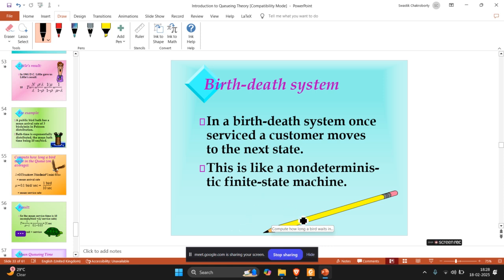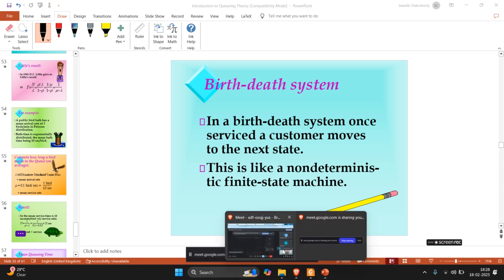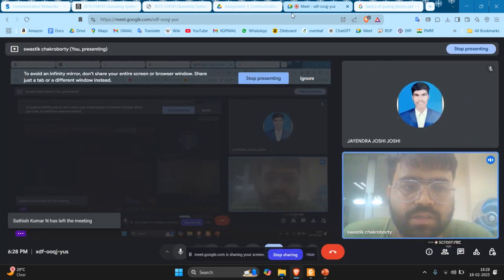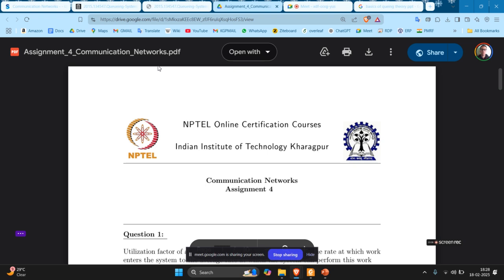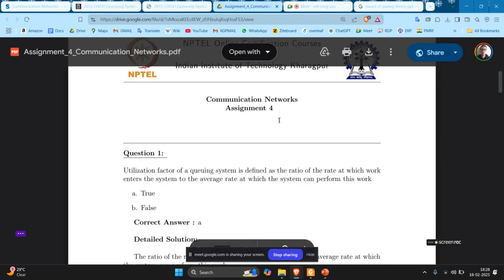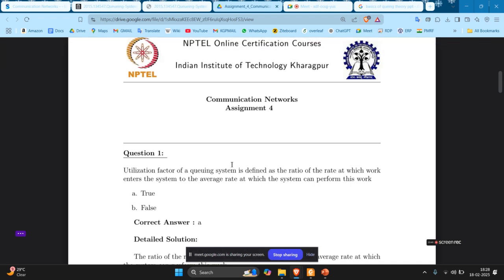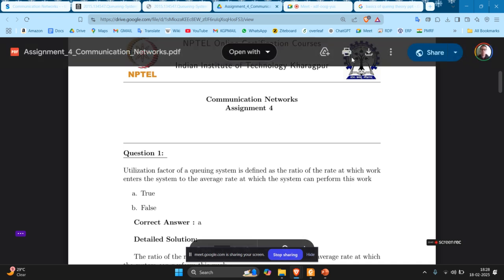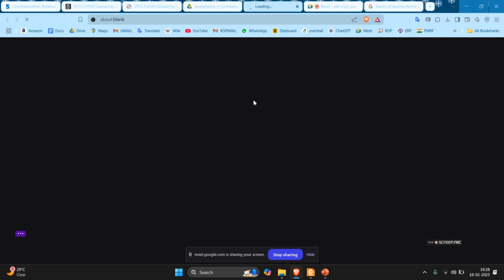Now, having learned the basics of queuing theory, let's move on to some problems. So the utilization factor of a queuing system is, let's download this.